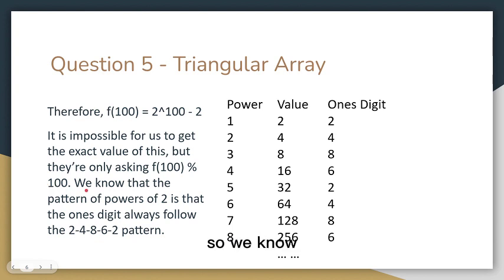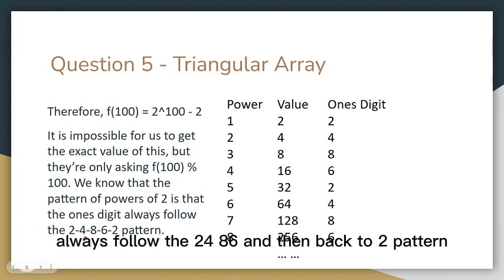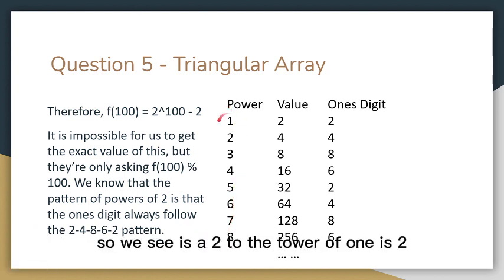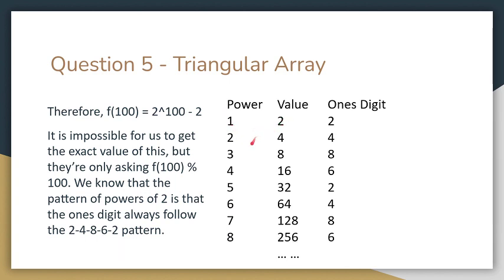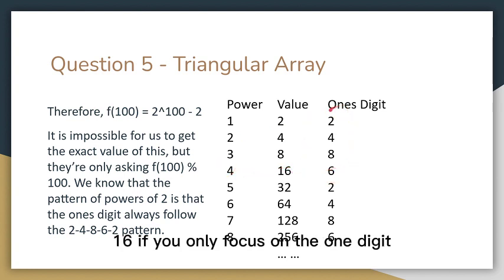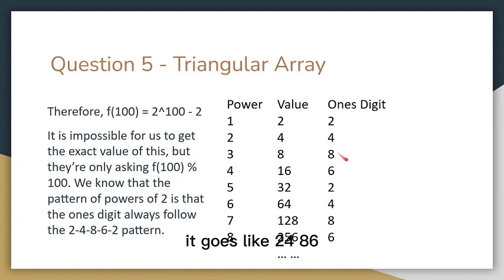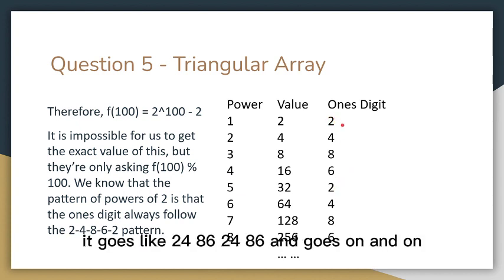Yeah, so we know that a pattern of powers of 2's is that the ones digits always follow the 2, 4, 8, 6, and then back to 2 pattern. So we see 2 to the power of 1 is 2, 2 to the power of 2 is 4, 2 to the power of 3 is 8, 2 to the power of 4 is 16. If we only focus on the ones digit, it goes like 2, 4, 8, 6. And then 2 to the power of 5 is 32. And 32's ones digit is 2. So we see that it goes back to 2. So it goes like 2, 4, 8, 6, 2, 4, 8, 6, and goes on and on.